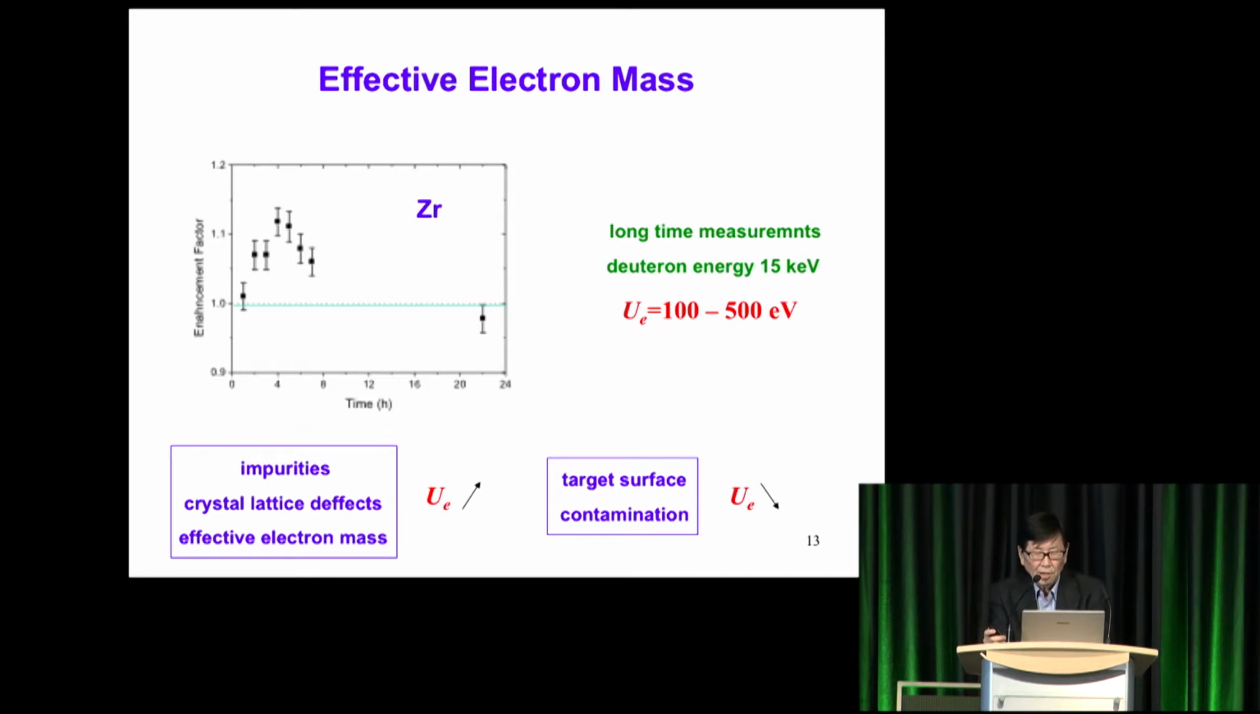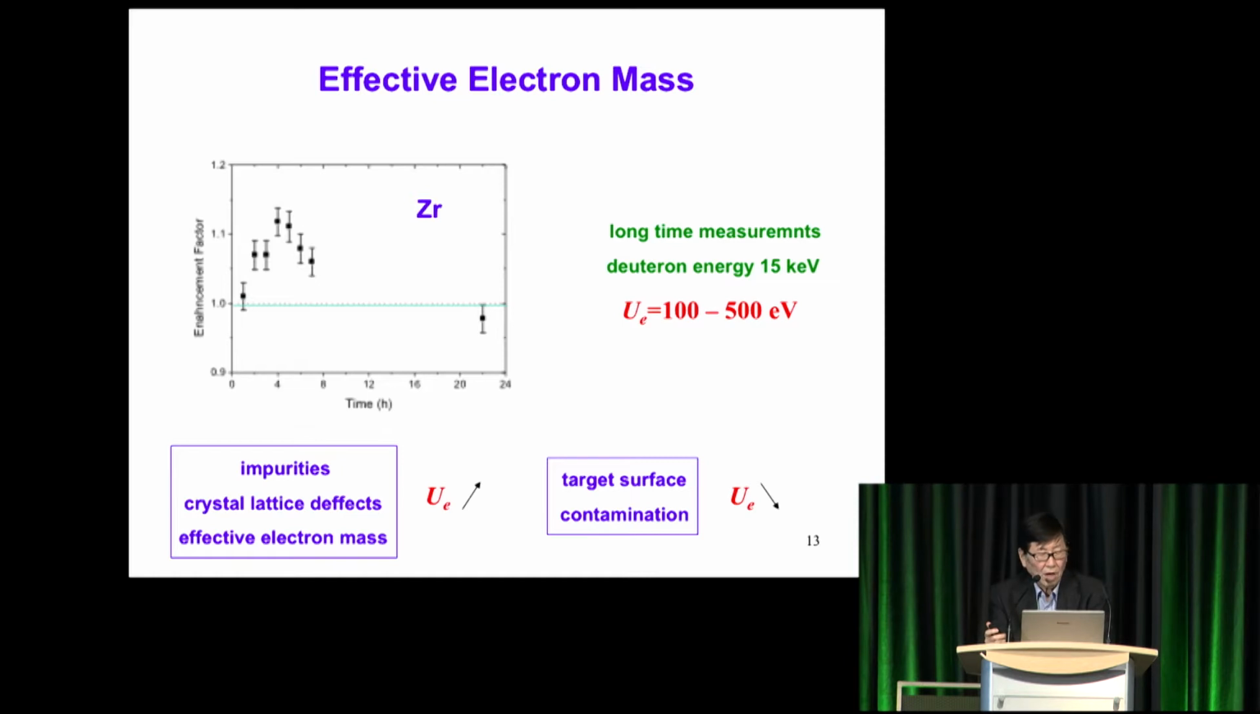Here, the enhancement factor was measured at a constant deuteron energy, the fixed incident energy of 15 keV, to look at the dependence on irradiation time. Usually, for the screening energy determination, we use just virgin targets, cleaned by an argon beam. So usually they use just this value, which means only the first point in the figure.